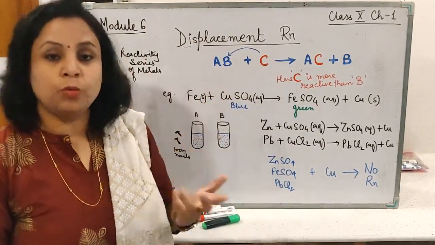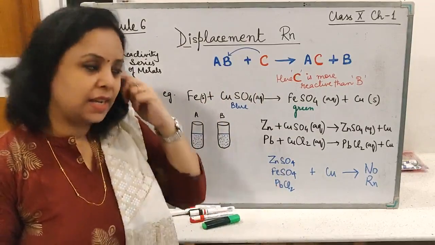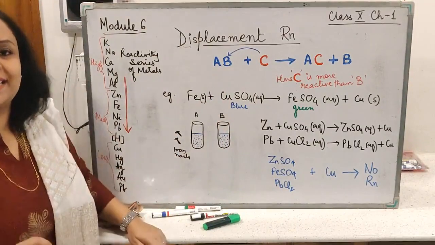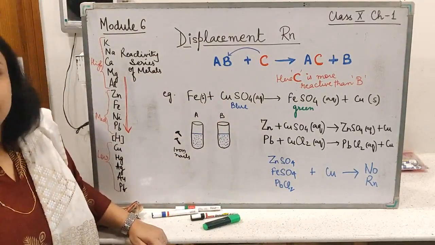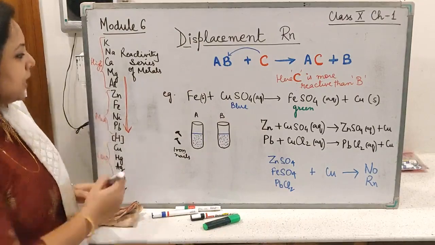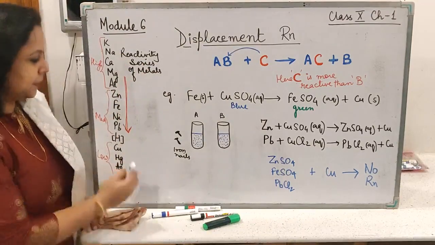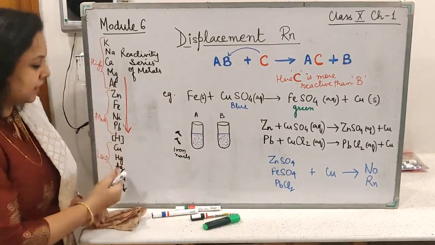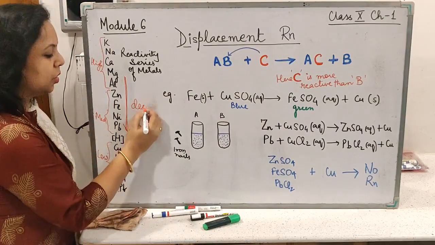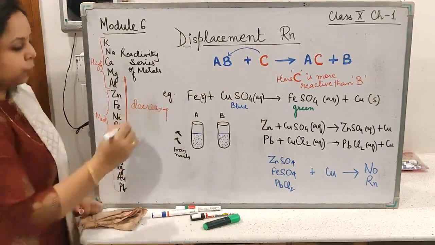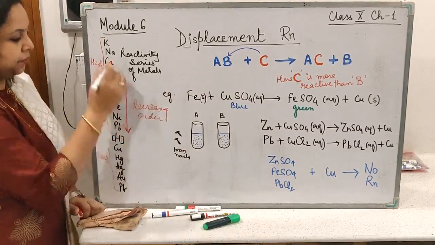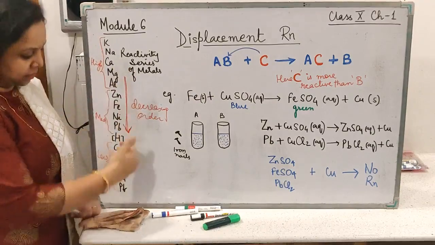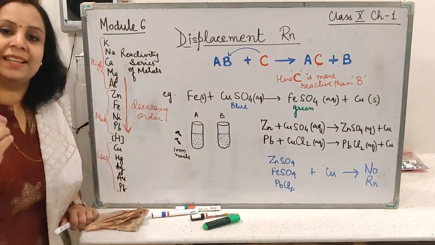Now, who will decide about the reactivity? Actually, children, it depends on the reactivity series of elements. Now, what is this reactivity series? Reactivity series of elements is a series in which the elements are arranged in the decreasing order of their reactivity, which means the more reactive elements are placed at the top, and as we go down, the reactivity decreases.